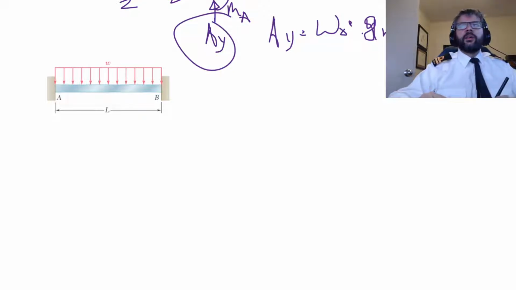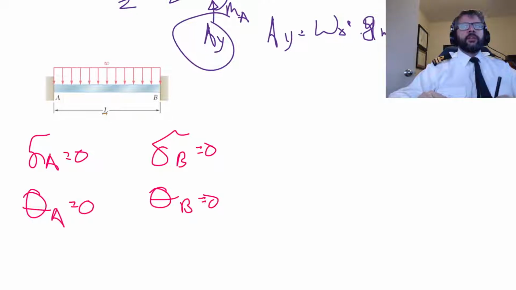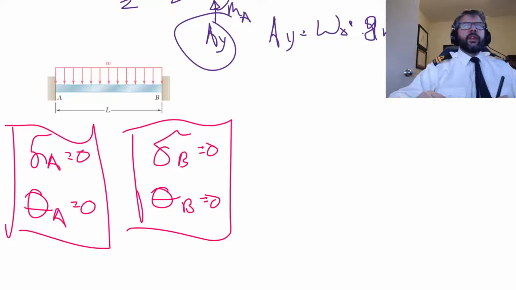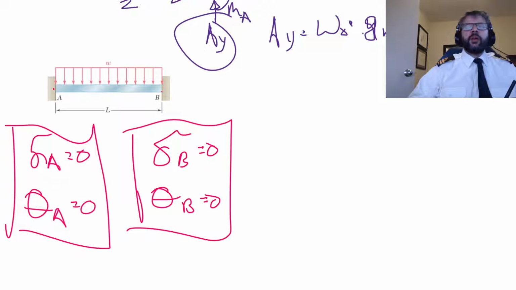So for something like this, our compatibility conditions are going to need to be that the displacement at A is equal to 0, the displacement at B is also equal to 0, the slope at A is equal to 0, and the slope at B is equal to 0. Those will be the conditions that you need for basically any beam that's set between two walls. If you've got a rigid connection on either end, that's what you're going to need.